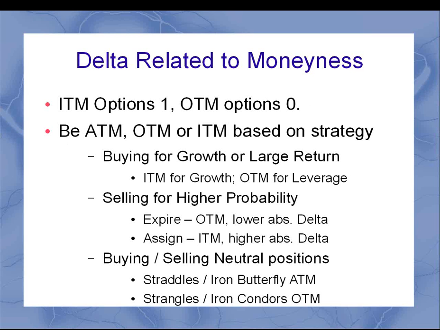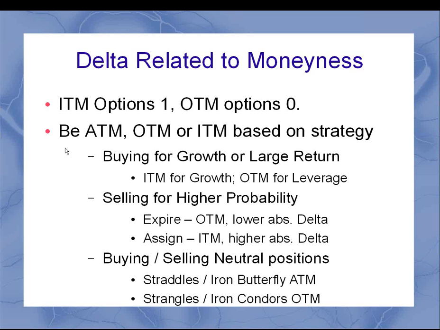Most call and put investors, long option buyers, will buy in the money for growth, meaning they want to get a delta close to 1. So if I'm bullish on a stock, I'm going to look several months out and go in the money. It's going to cost me a higher price for the intrinsic value and some of the extra time value, but I'm trying to get a delta closer to 1. So if the stock moves up 1 point, I'll get close to a 1-point gain on my call option.